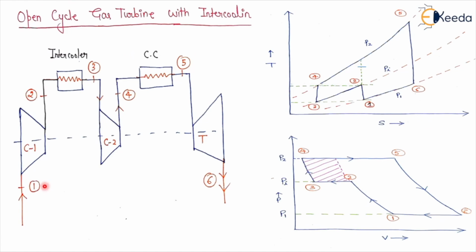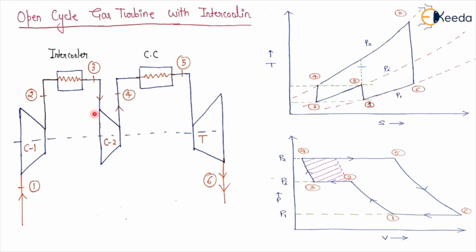See here, this one is the first compressor. This one is the second compressor. This is the turbine, this one is the intercooler, and this is the combustion chamber. Air is first compressed in compressor 1, and after the compression, air exits compressor 1 at point number 2. On the TS diagram, 1 to 2 is an isentropic compression process in compressor 1.